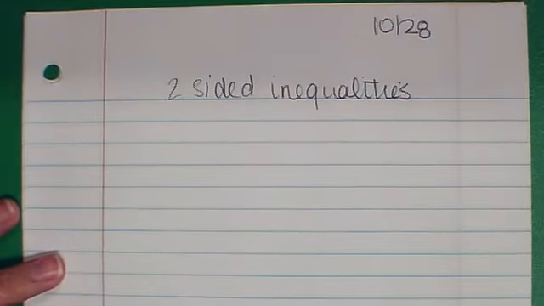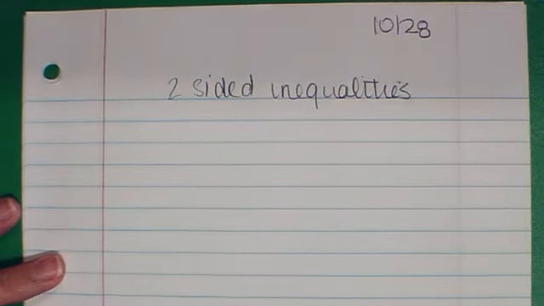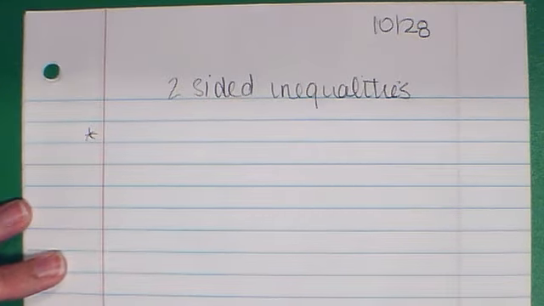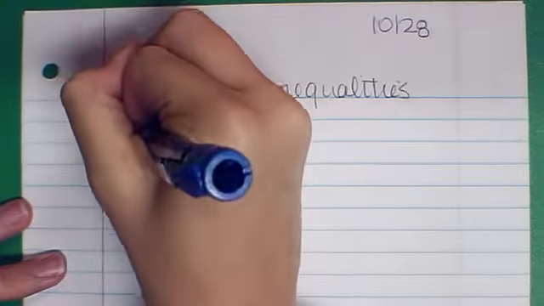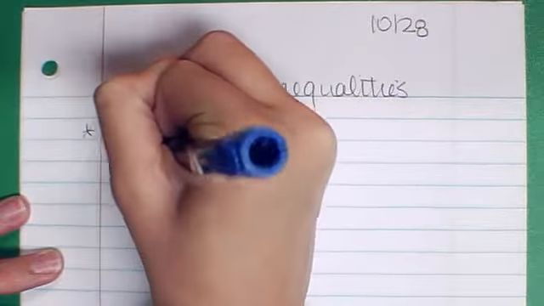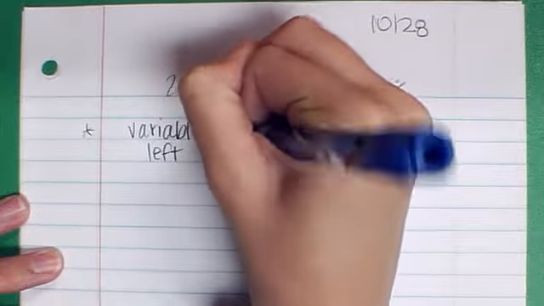Okay, today in Algebra 1 we learned how to do two-sided inequalities. To do that, we're going to treat them very similar to two-sided equations. We're going to collect all the like terms on individual sides. On your left side, you want all your variables. So we're going to do the variables on the left.